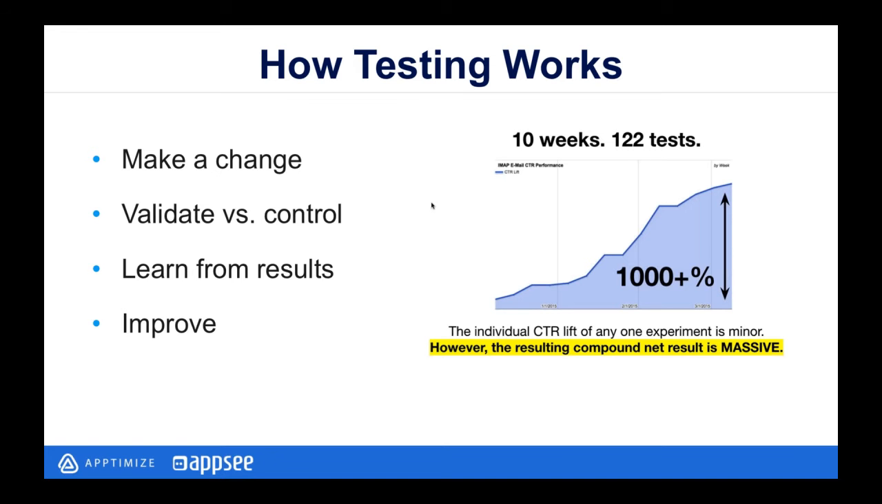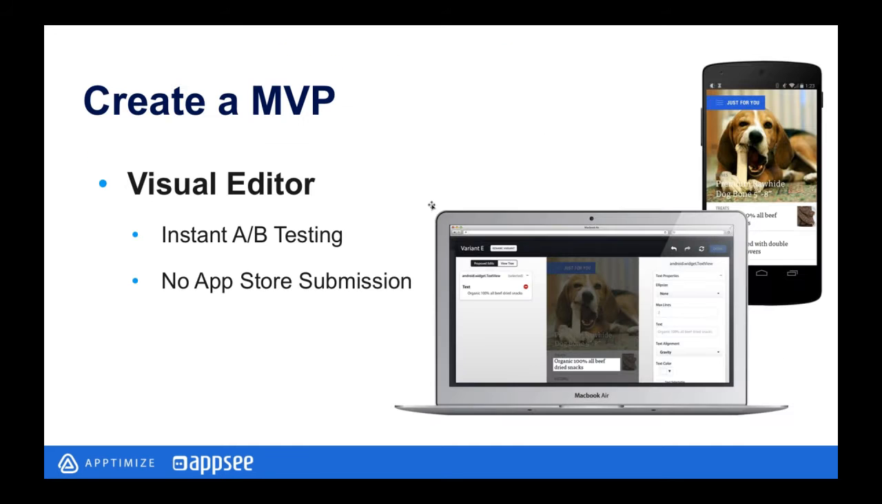So this is how testing works. Once you come up with your hypothesis, you can make a change and test it by validating it versus the control, or your original version of your app. You can use this to learn from your results and improve your app really quickly. While the individual CTR of any one experiment may be minor, the compounding net result can be really massive. We have an example here from Yahoo's growth team who kept running tests such as these and actually got a huge increase. So the first step is to create an MVP, or minimum viable product.